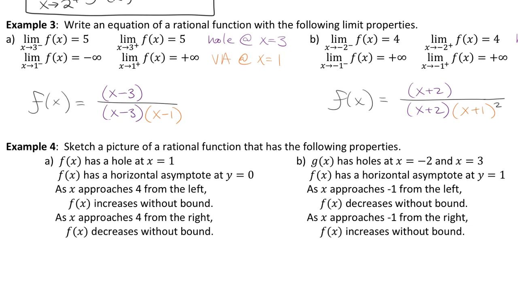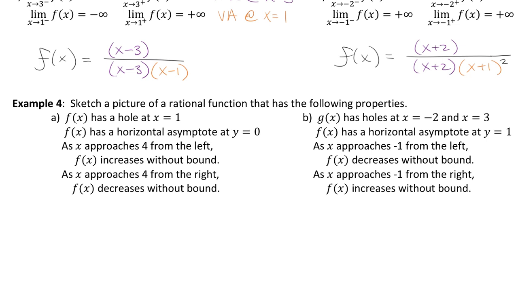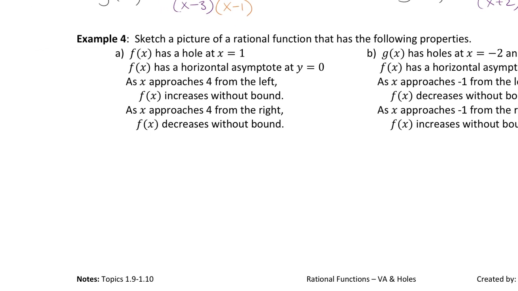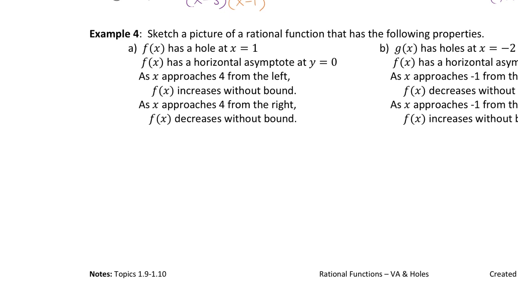So example 4 wants me to sketch a picture of a rational function, which means it doesn't have to be super duper accurate. When I say graph, I want accuracy. When I say sketch, get close. We're going to sketch a picture of a rational function that has these properties. We want our function to have a hole at 1, a horizontal asymptote at 0, and then I'm given the words, as x approaches 4 from the left, f of x increases without bound, and as x approaches 4 from the right, f of x decreases without bound. Increases without bound, remember, means positive infinity, and decreases without bound means negative infinity.